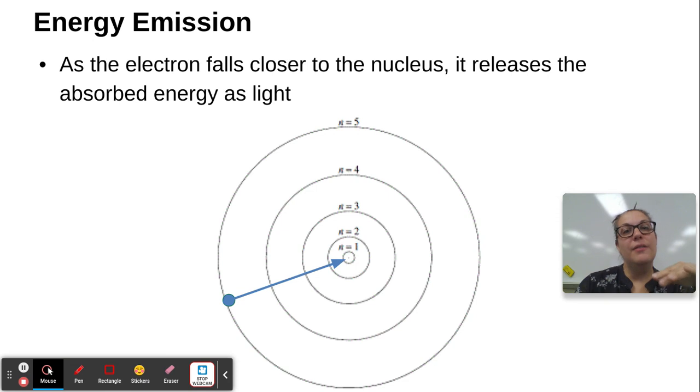So as an electron falls closer to the nucleus, it's actually releasing the absorbed energy as light. So no matter how large the fall, if it's a tiny fall or a really big fall, energy is going to be given off in the form of light. Now, one thing to keep in mind, not all light is visible to our eyes. We'll talk more about that later.